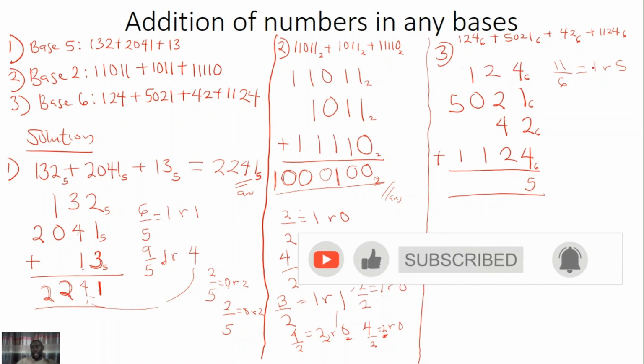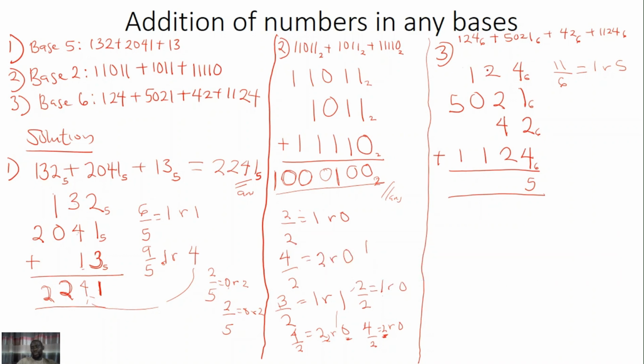So the 1 here will be added to 2 to make 3, plus 2, that is 5, plus 4, that is 9, plus 2, that is 11. Instead of us writing 11 down here, we're going to divide 11 by 6, and we're going to get 1 remainder 5. So we're going to write 5 here, and the 1 here will be carried over to the next column. That 1 will be added to this, making 2, plus 0, that is 2, plus 1, that is 3. What we got is 3.